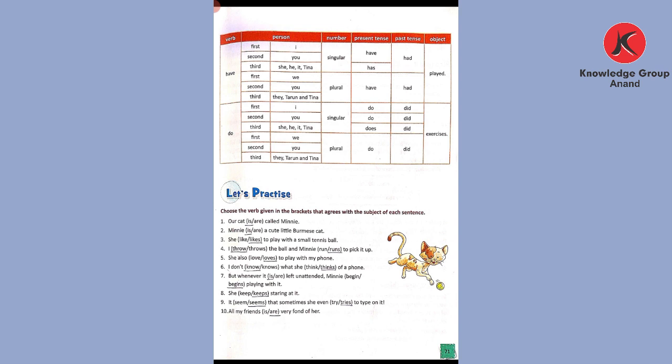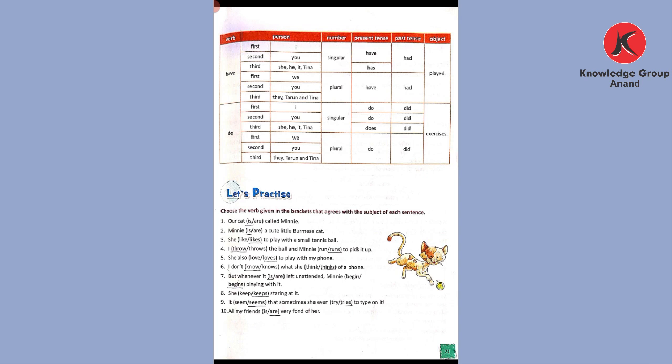Now let us go through the exercise. We have to choose the verb given in the bracket that agrees with the subject of each sentence. First sentence, our cat called Minnie. Only a single cat is being talked about, so we take is. Our cat is called Minnie. Minnie, a cute little Burmese cat. Again they are talking about a singular form. So Minnie is a cute little Burmese cat.